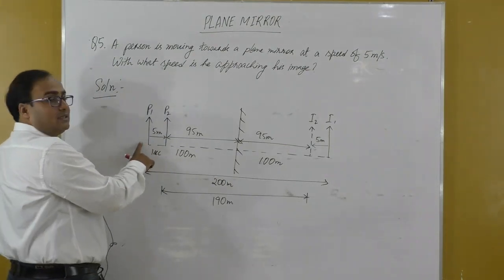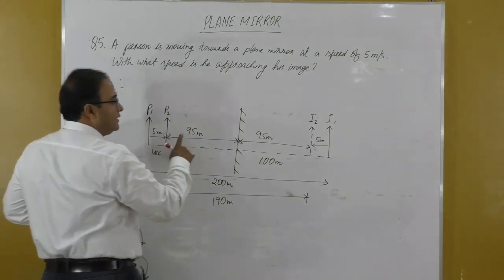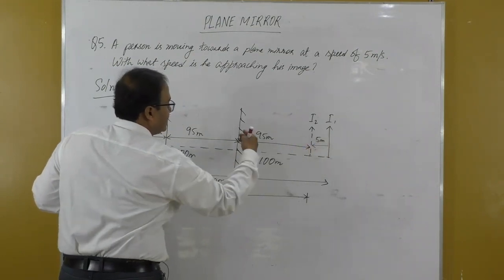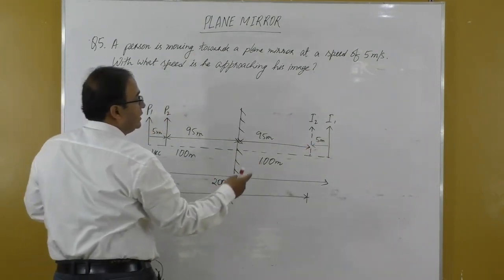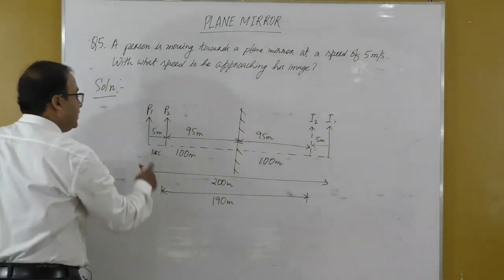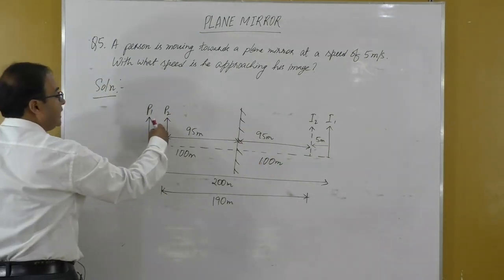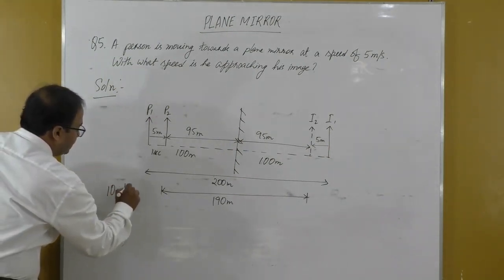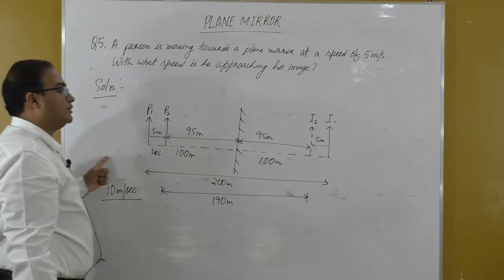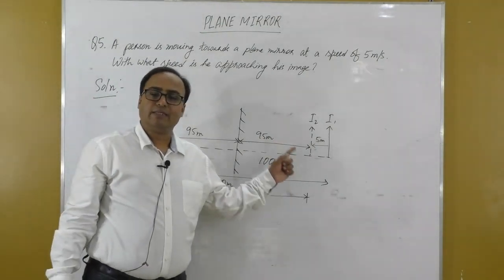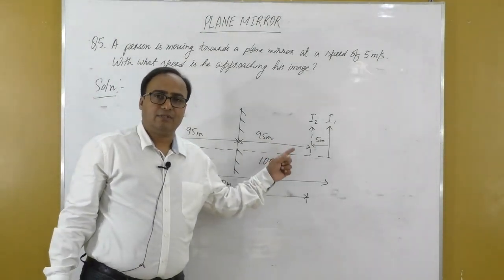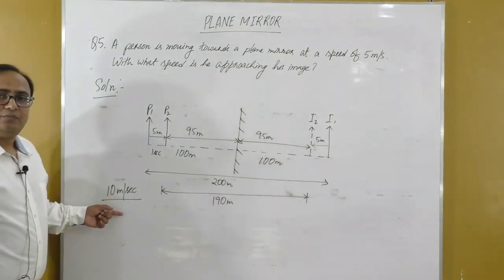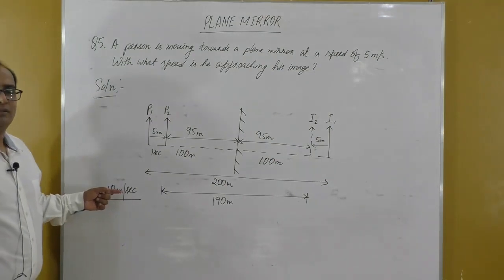Person 5 meter per second का स्पीड से मिरर के तरफ जाने से इमेज भी 5 मीटर पर सेकेंड से स्पीड से मिरर की तरफ आएगा. So the gap is reduced by 10 meter in 1 second. So they are approaching one another. The person is approaching the image by a speed of 10 meter per second, क्योंकि उन दोनों के बीच में गैप जो रिड्यूस हुआ है 1 सेकेंड में, that is 10 meter. So 10 meter in 1 second. So the speed is 10 meter per second.